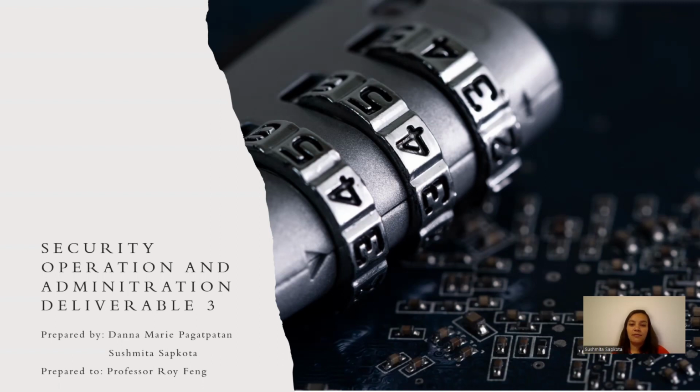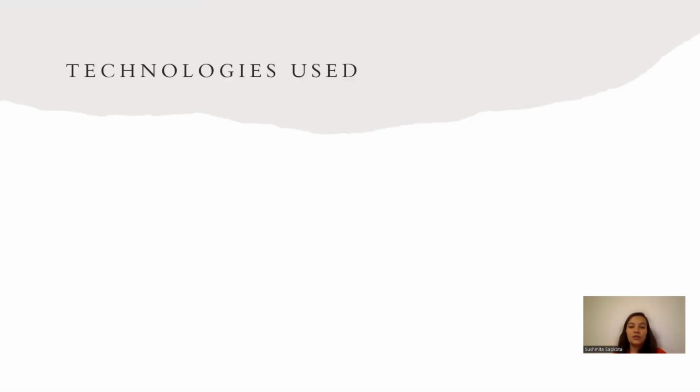Here is our final deliverable 3, where we are going to present and do the demonstration on our project regarding the technologies that we have used and how we implemented the technologies and configured it in the system. So here are the technologies that we have used in our projects so far. These are the technologies that we have implemented as per the requirements that are given in our project instructions.